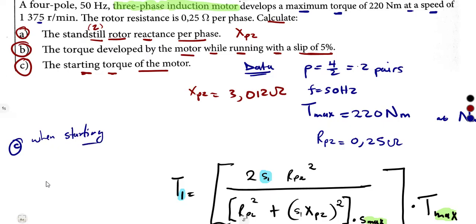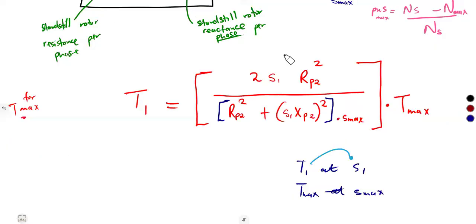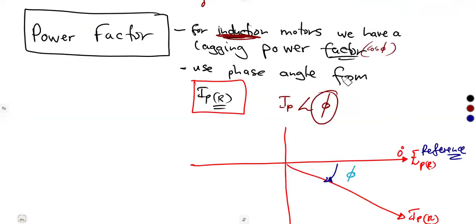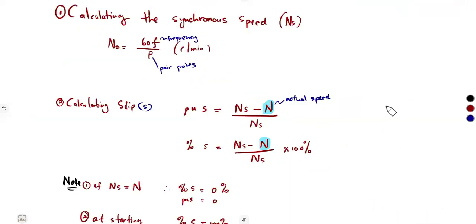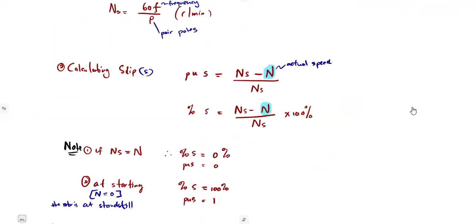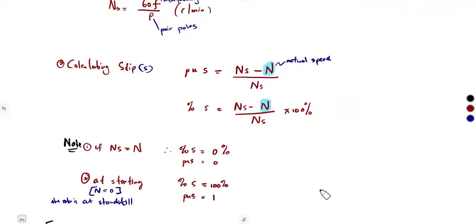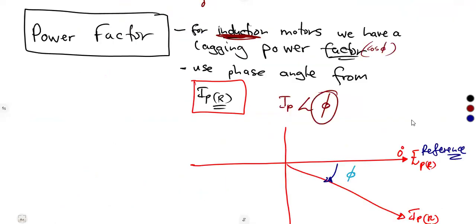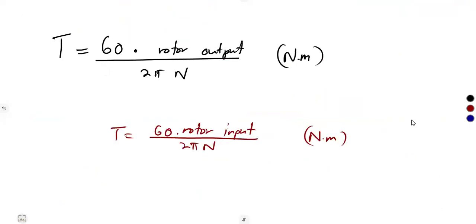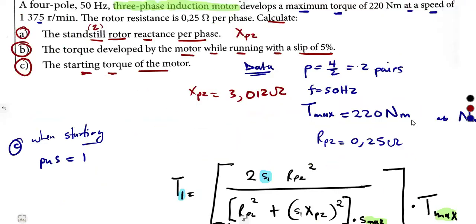So what is the effect now when starting? Remember, the effect is on the slip. Per unit slip is 1 when starting. We talked about that in those previous notes that we had. At starting, same as at standstill, the per unit slip is 1. Per unit slip is the one that was going to be affected.